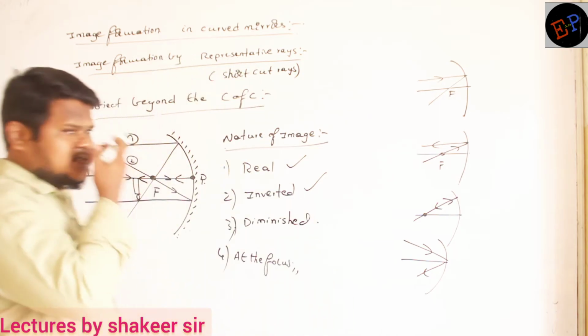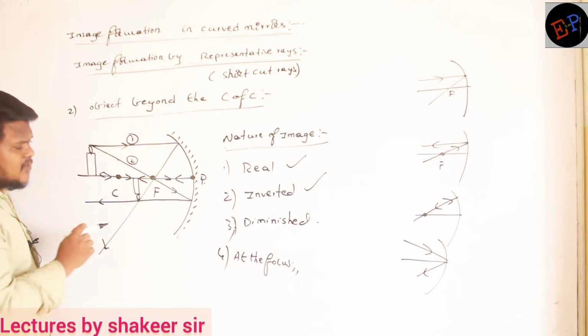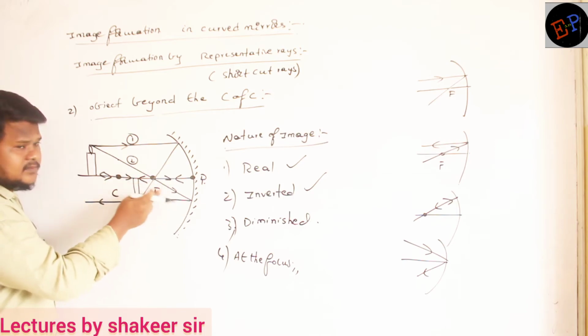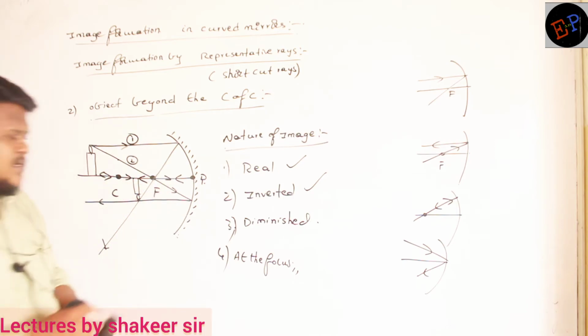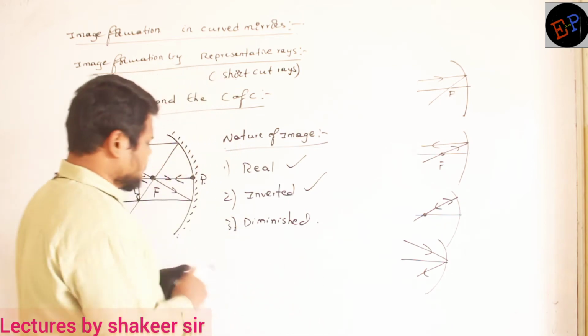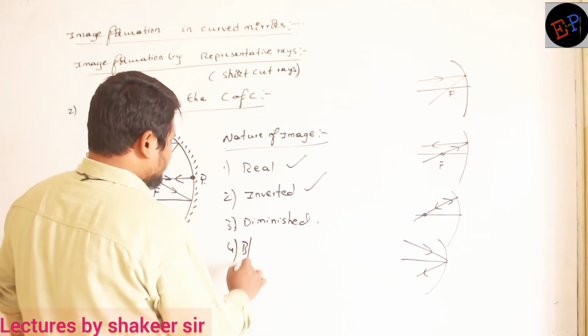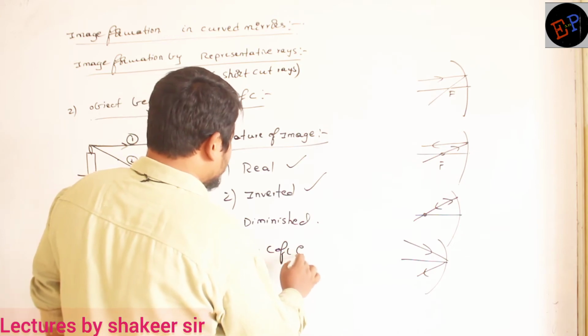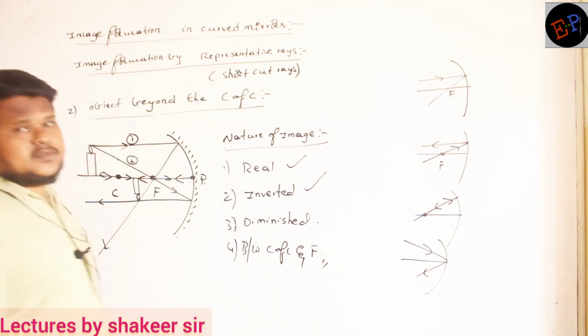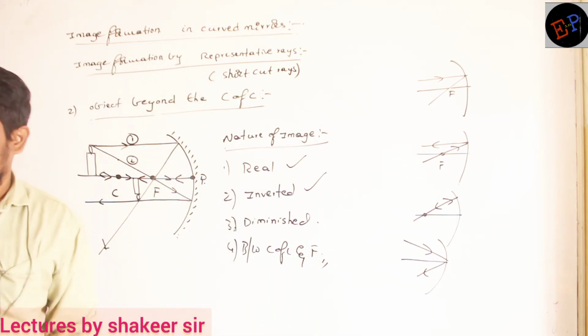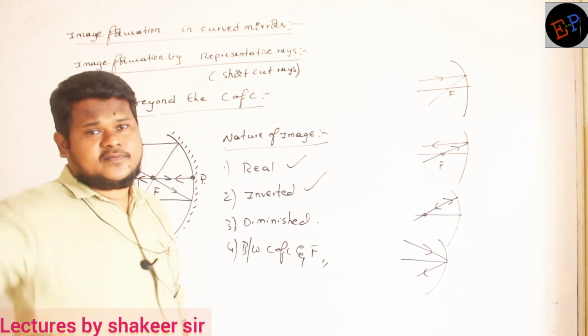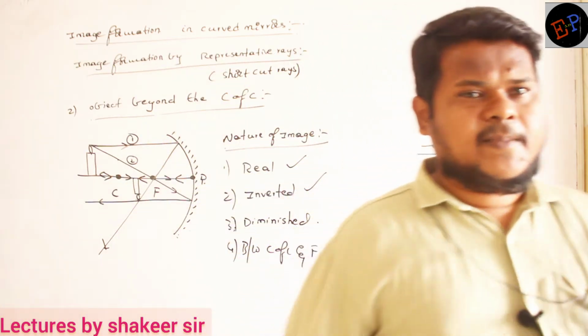Okay. And where is it formed? It is formed in between the center of curvature and focus. That's all, ma? So where is it formed, ma? It is formed between the center of curvature and focus. So that is the nature of the image created when the object is beyond the center of curvature. Are you able to understand, ma?